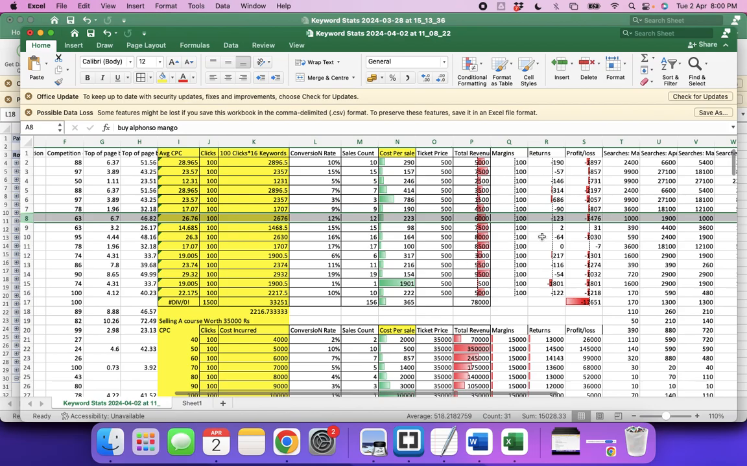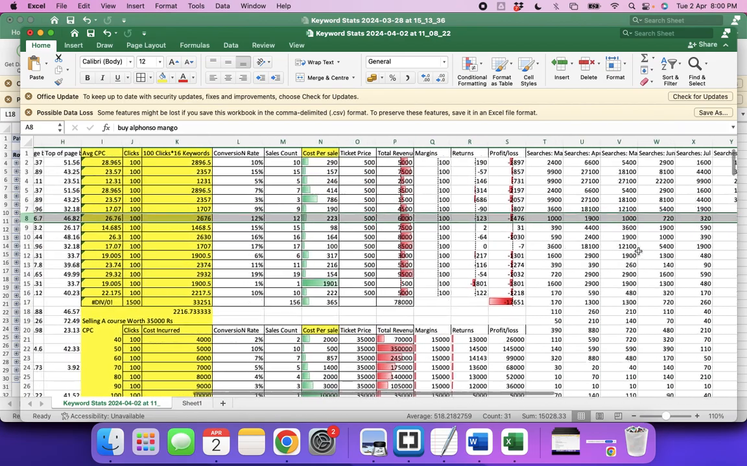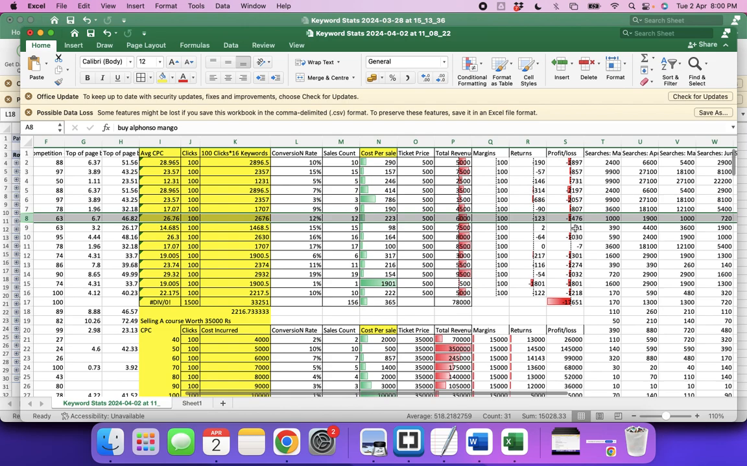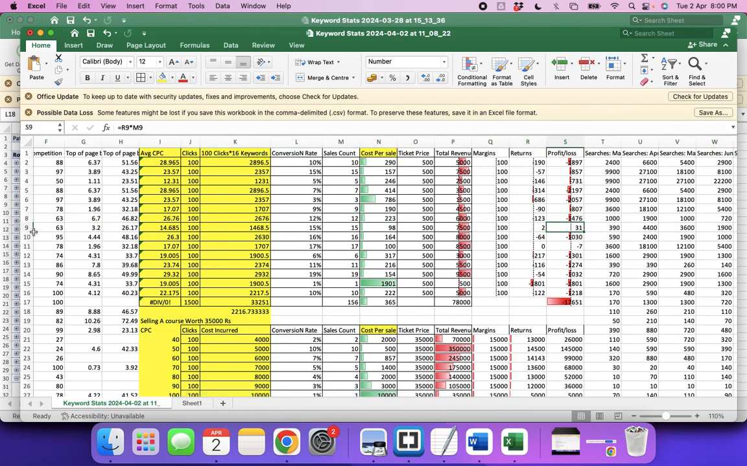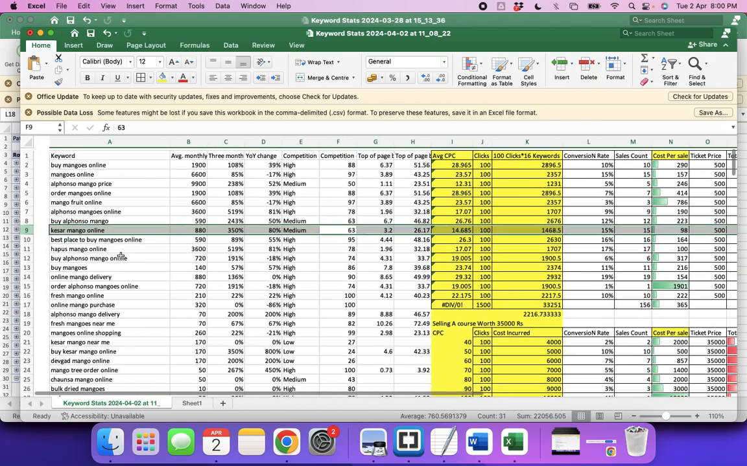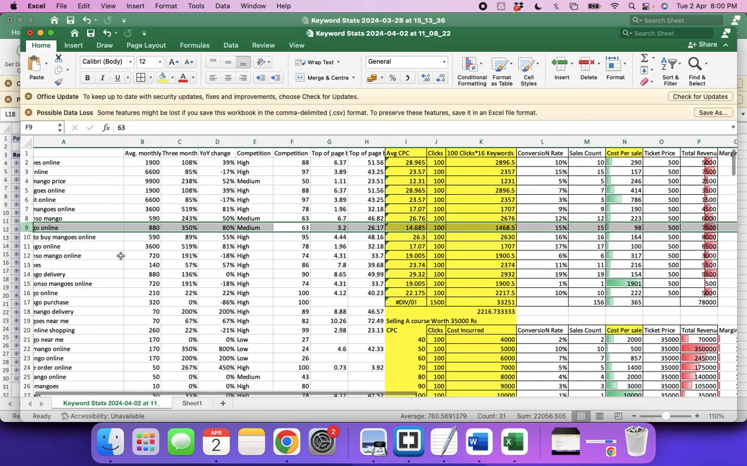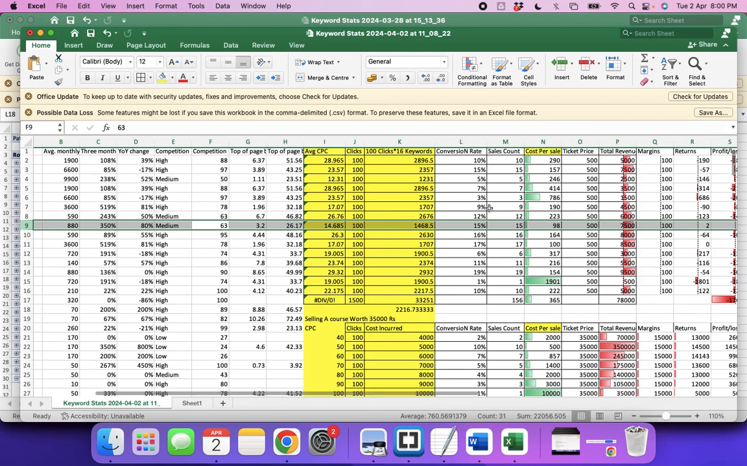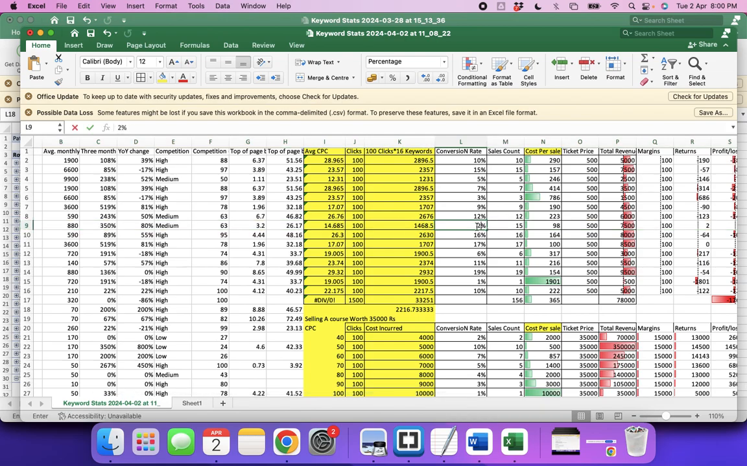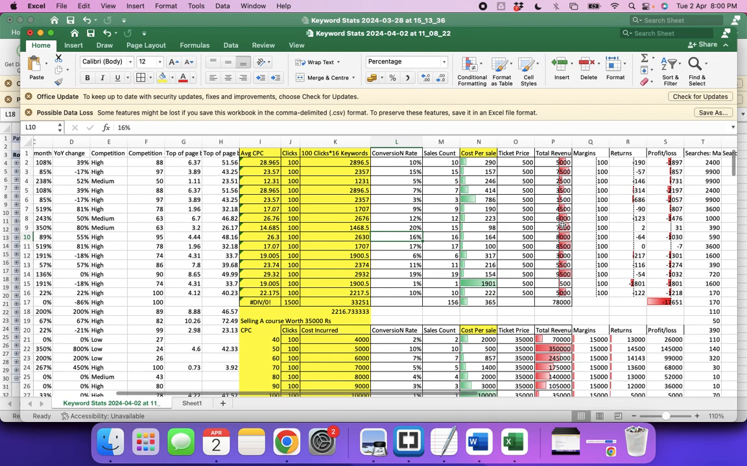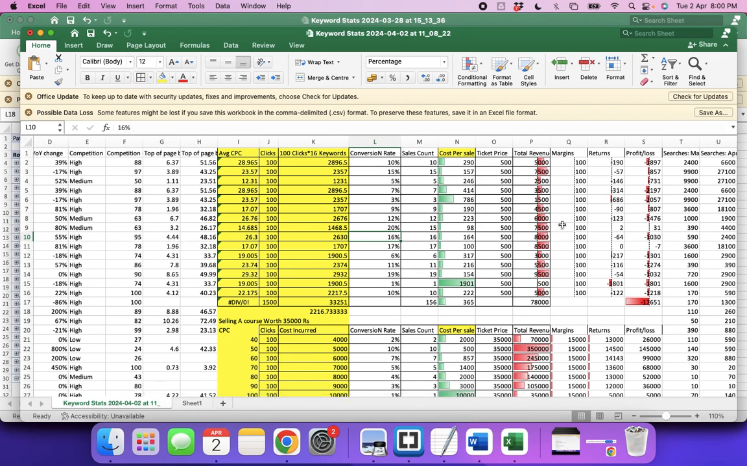You see that I'll change this, this keyword is giving me, where are the returns? No, this is not this one, right? 31. This keyword is giving me more returns. Which keyword is this? Kesar Mango Online. CPC is just 14 rupees. Conversion rate is 15 percent. Now I'll change this to 20 percent. And now the outcome that you get out of this is much higher. Why did it not change? Sales count. Cost per sale 500 rupees.